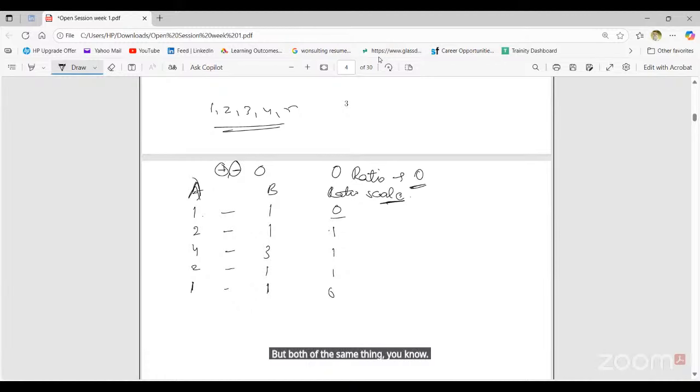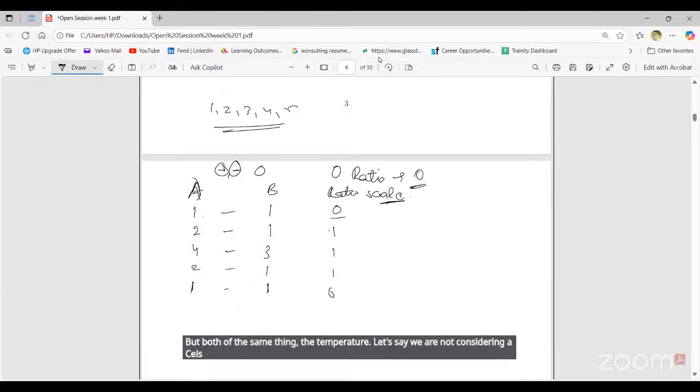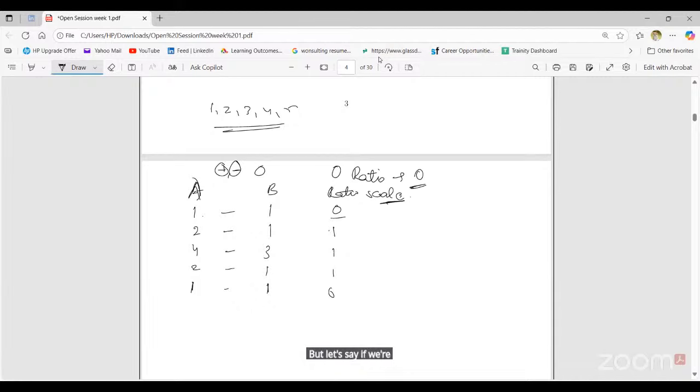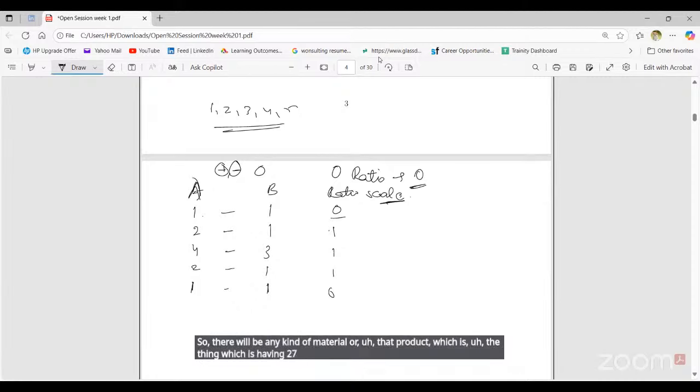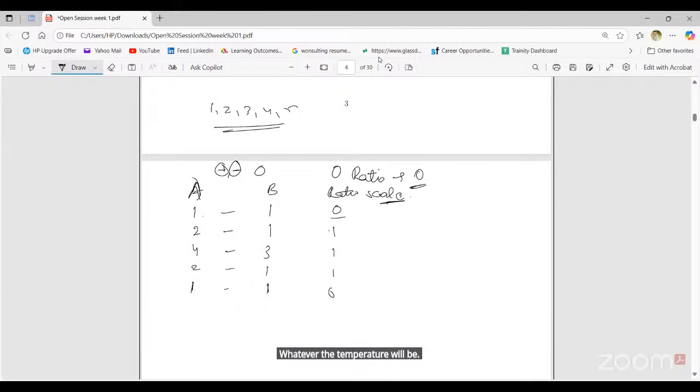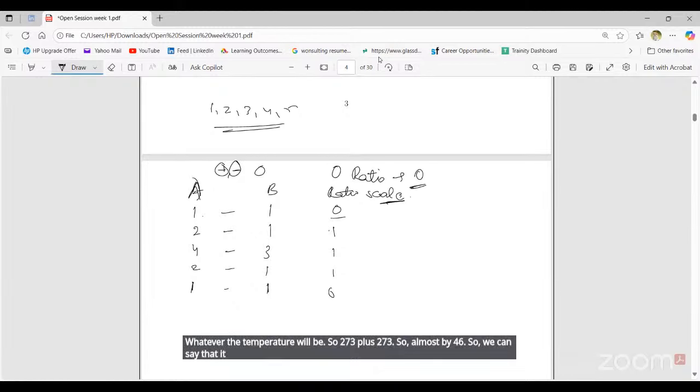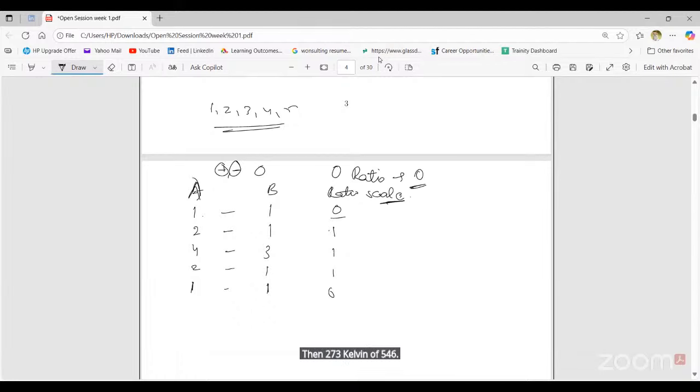Let's say we are not considering Celsius or Fahrenheit, but the same situation in Kelvin. So 273 Kelvin means 0 degrees Celsius. If I add another 273, say for a material with a boiling point of 273, then 273 plus 273 is almost 546. So can we say it is twice as hot as 273 Kelvin? There is a contradiction here, I think.